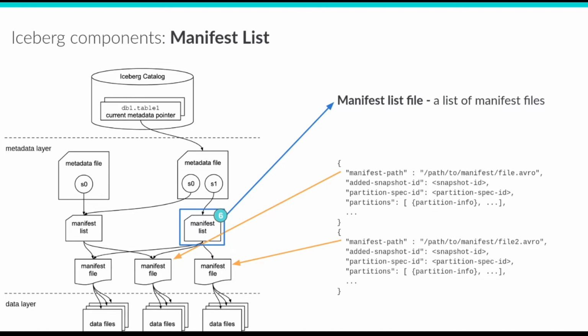And not only that, it also has the upper and lower bounds of the data in that manifest. So even for those that are in the right partition, I can say, hey, do they have any values that would be within my query's filters? And then still drop that manifest.